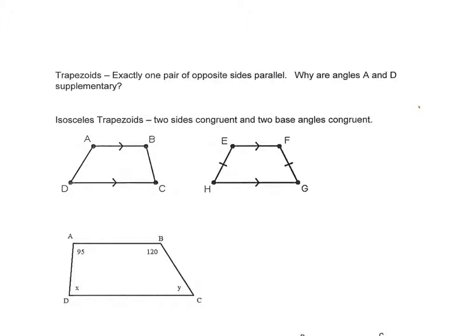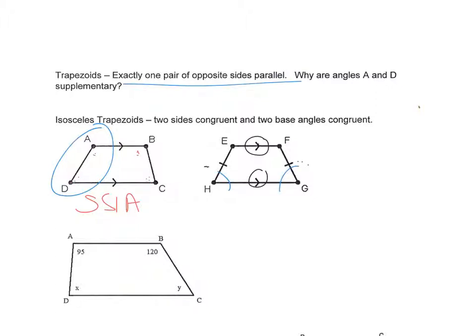Okay, now trapezoids. Trapezoids have exactly one pair of opposite sides parallel. So down here, why would A and D be supplementary? A and D are same side interior angles. So these two angles add up to 180. These two angles add up to 180. Now in isosceles trapezoids, wherever you have the two sides that are parallel, the opposite sides of those are congruent. And it makes the base angles congruent as well. So these two angles are congruent.